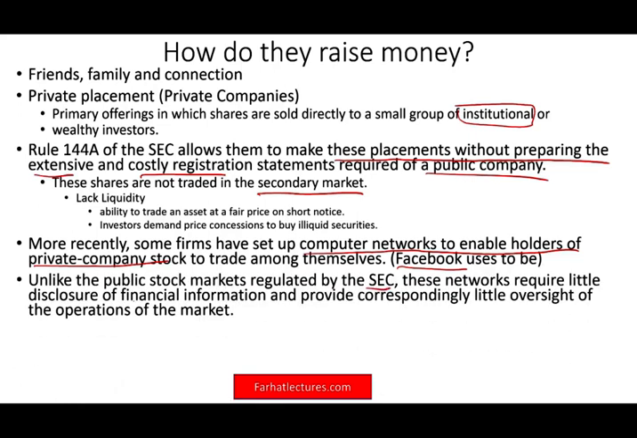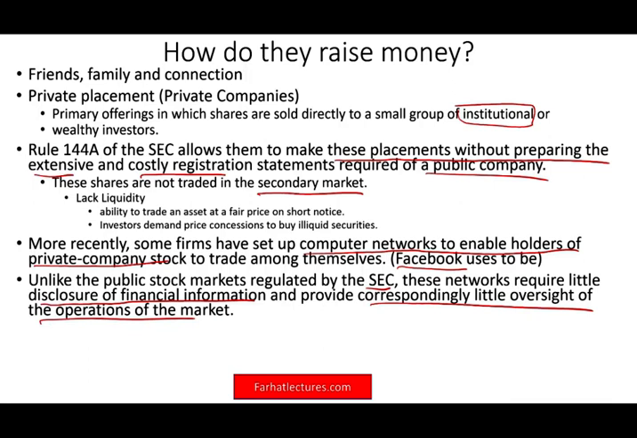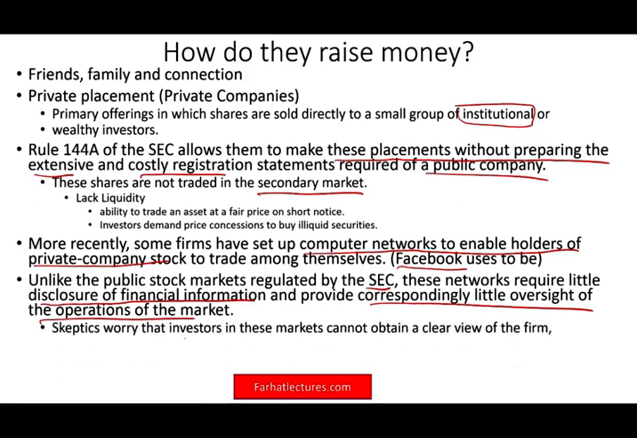These networks require little financial disclosure. So they don't tell you what's going on in the company. They don't issue financial statements. So you're basically taking more risk, okay? And they provide correspondingly little oversight of their operations. So basically no one is overseeing what's going on, simply put. Skeptics worry that investors in this market cannot obtain a clear view of the firm.